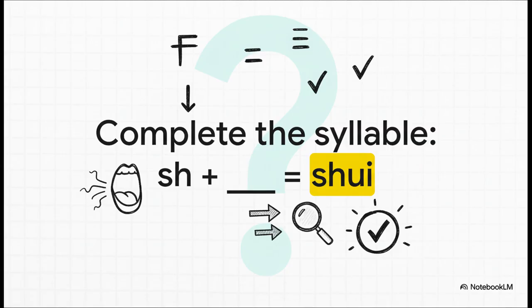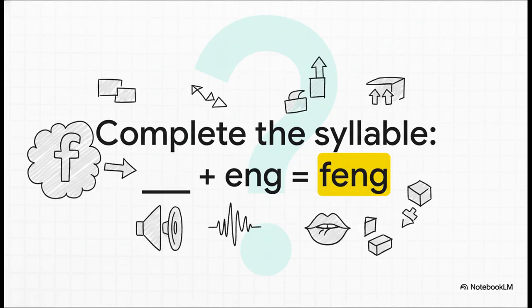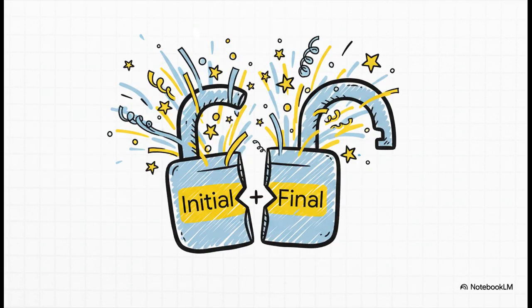Okay, next. This one's a little trickier. Sh plus what makes the sound shui. Look closely. You need the final we. You are totally getting the hang of this. And for the last question, we're going to flip it around on you. What initial do you need to add to the final eng to get the syllable feng? That missing first piece is the initial F. Perfect. And just like that, you've cracked the code.